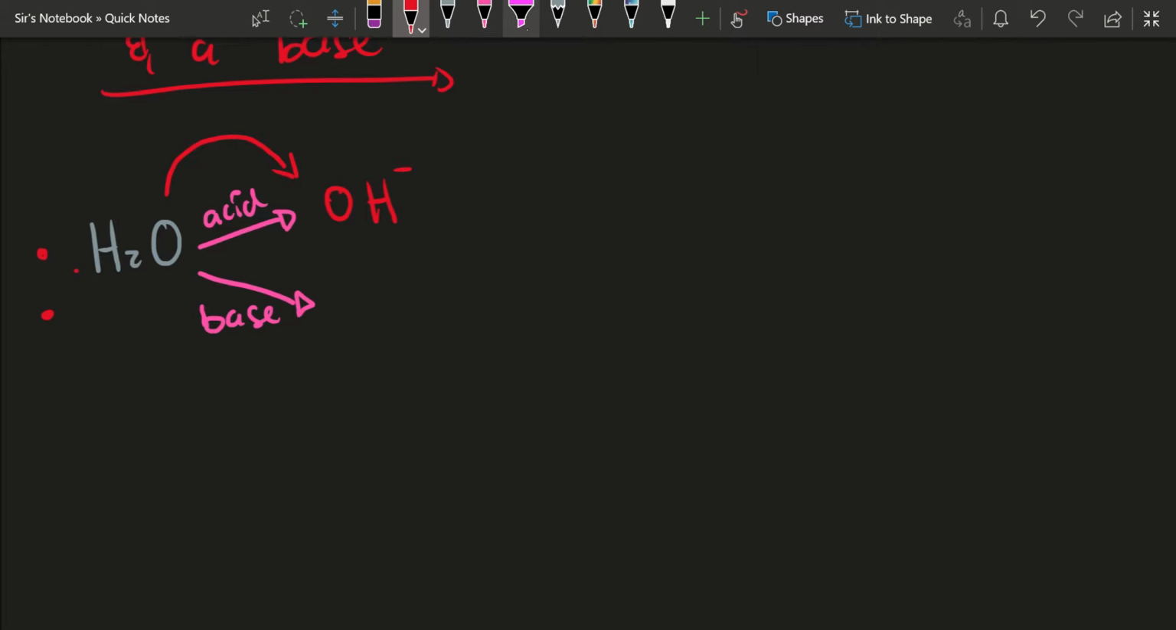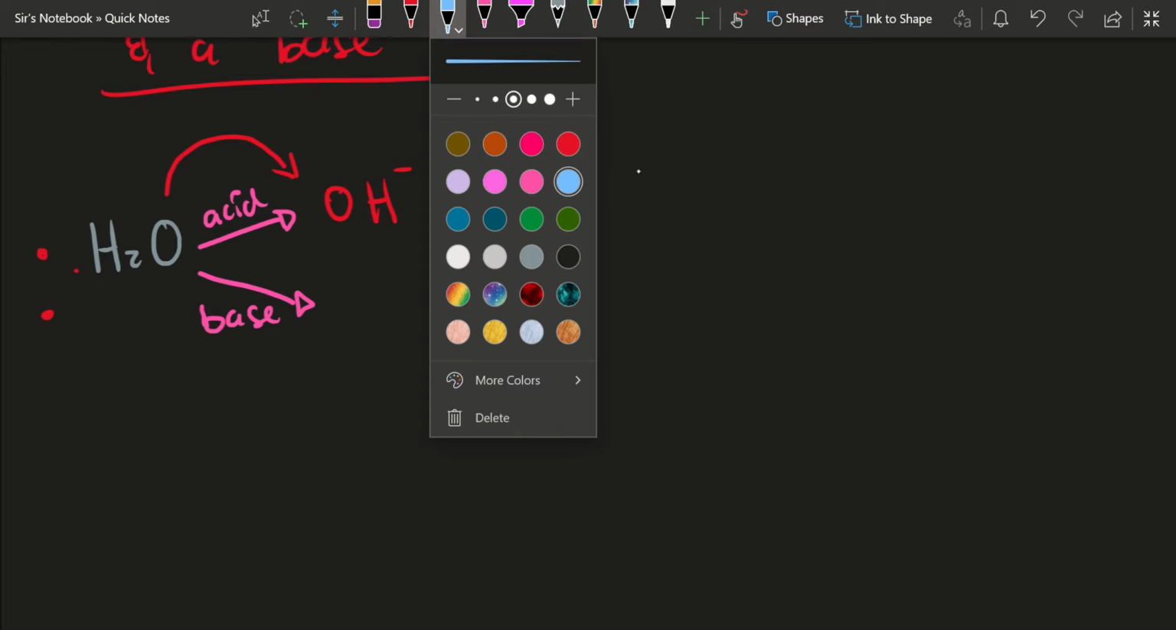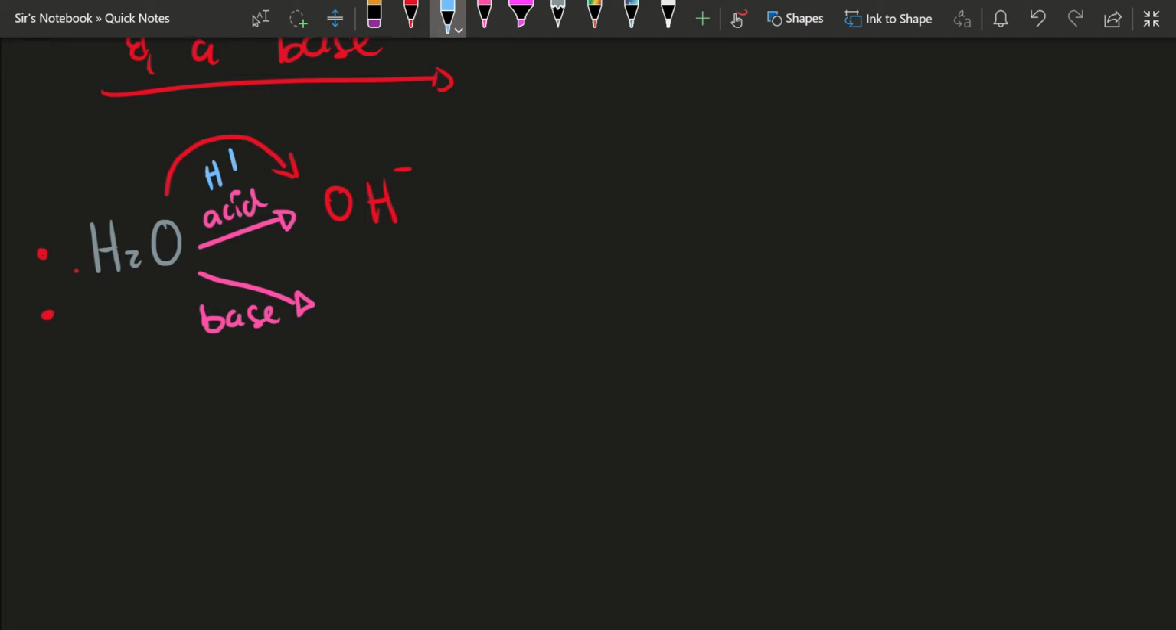What is an acid? It's this particular guy that is so kind and decides to donate his proton, right? So when H2O acts as an acid, it forms OH minus. What happens when H2O acts as a base? When H2O acts as a base, it forms a hydronium ion. Great. So when water acts as a base, it forms a hydronium ion. When water acts as an acid, it forms a hydroxide ion. Right? Cool.